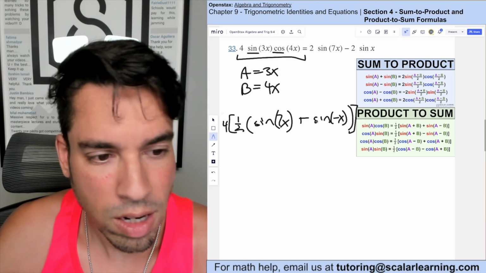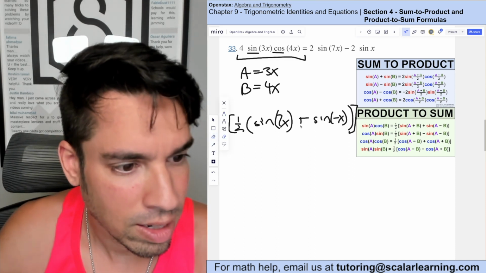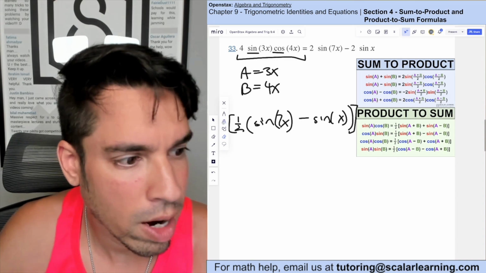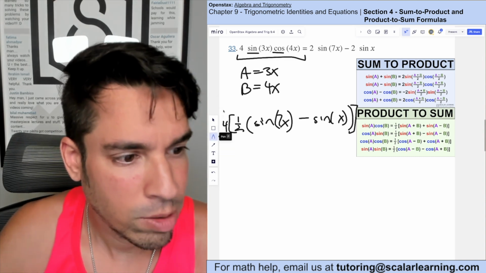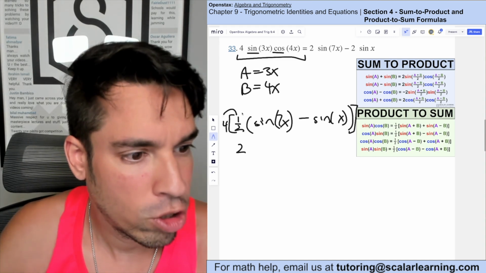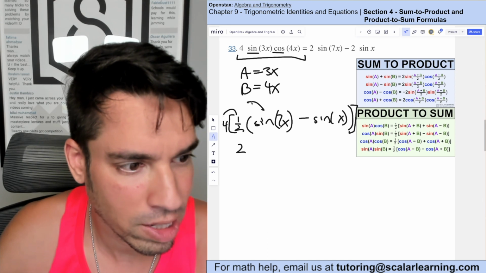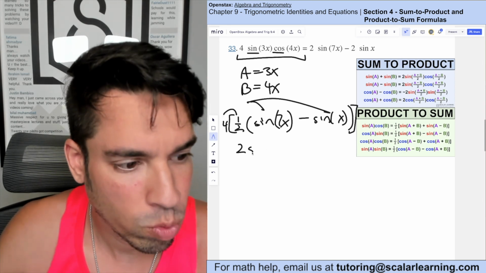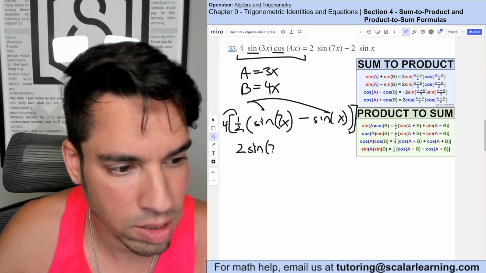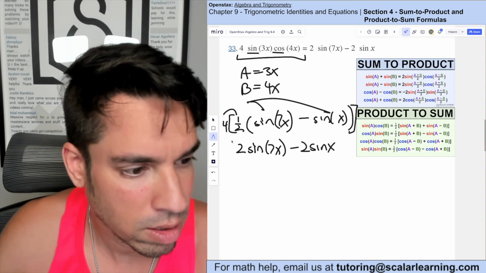Now, by the way, because sine is an odd function, sine of negative x is the same as negative sine of x. So I can go ahead and make that change. Last but not least, let's distribute in the 4. That's going to be 2. And then I'm going to distribute the 2, right? These are still parentheses around both the sines. The 2 is going to distribute to that and that. So my final answer will be 2 sine of 7x minus 2 sine of x. That's how you do it.